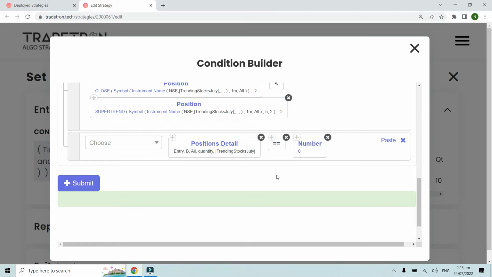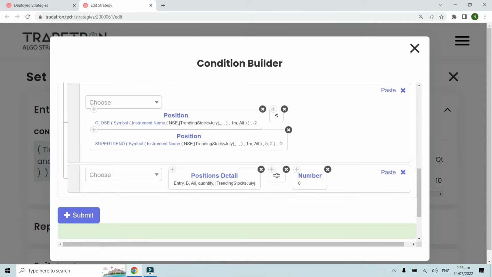All right, so in this case what will happen is that when you're using entry B, it will take a trade once on the buy side, and when you're using entry S on the sell side, that is the second set, it will take entry once on the sell side as well.